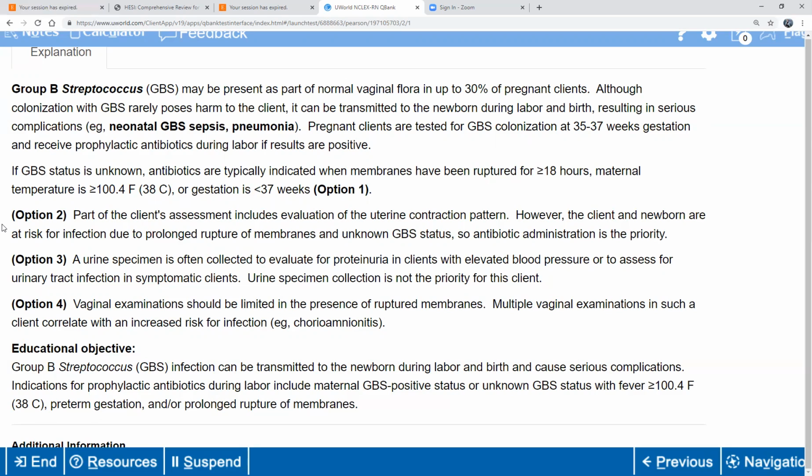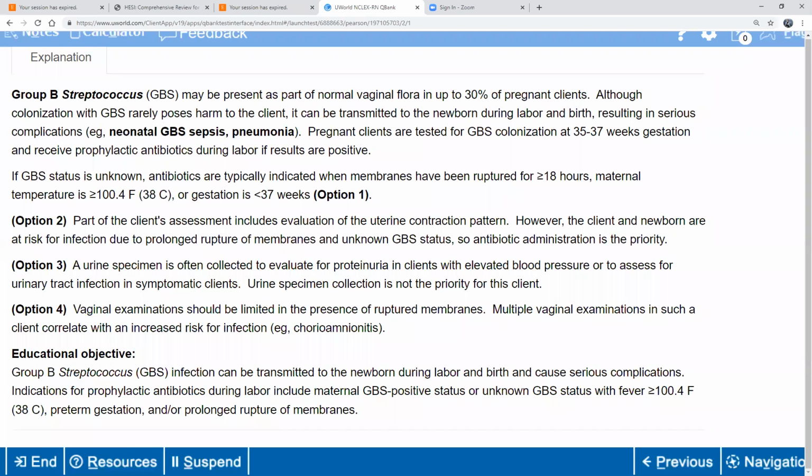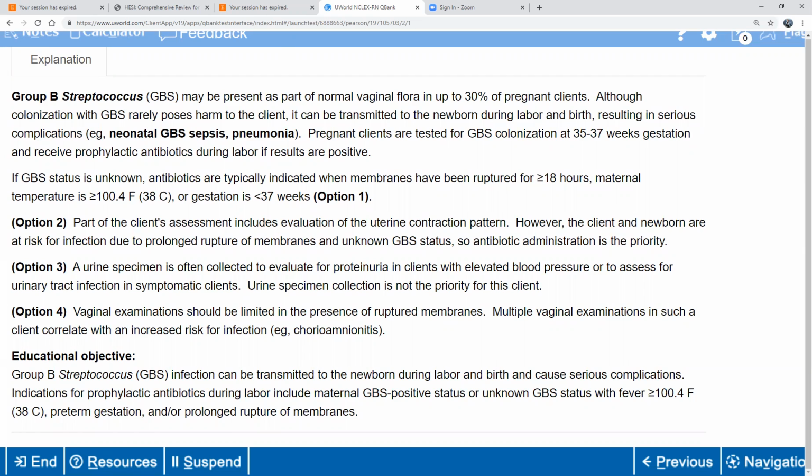Okay, maybe present as a part of colonization. It can be transmitted to the newborn. So because she tested positive for the group B, they're going to go ahead and give the prophylactic antibiotics. Okay. What was the answer? That was 1. Give the antibiotic. Yeah, they didn't test her yet, but they're saying if the status is unknown and the membranes have been ruptured that long, okay.